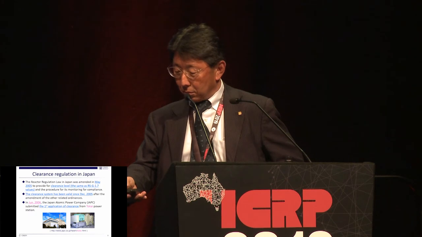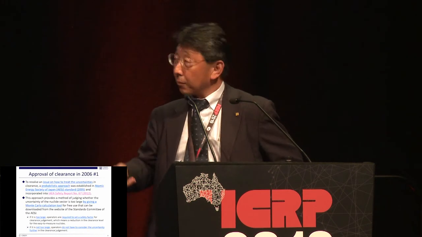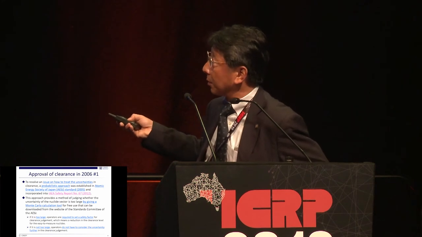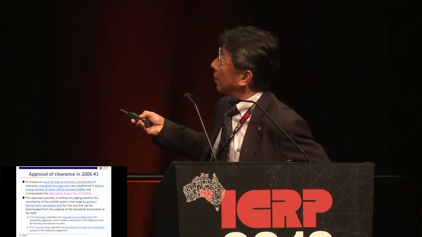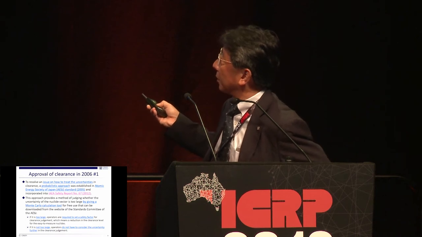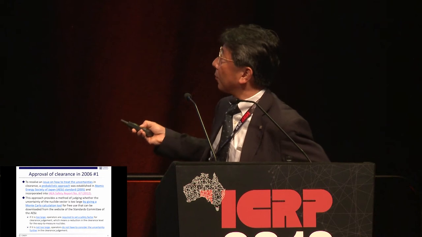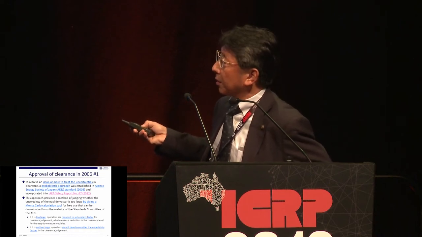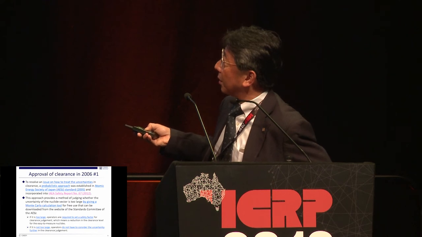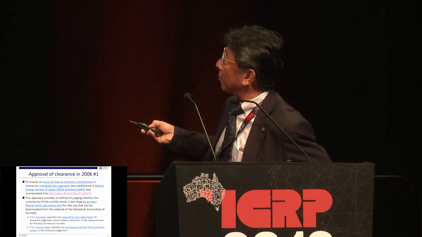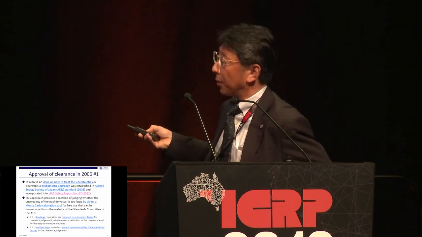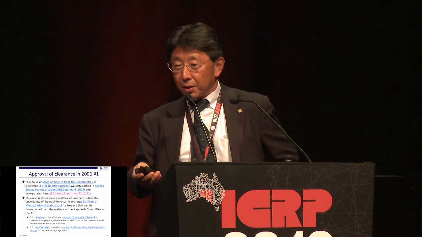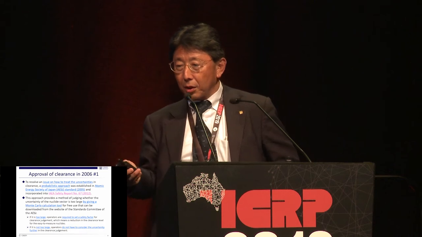And this is the judgment. If uncertainty is too large, operators are required to set a safety factor. This means a reduction in the clearance level for the easy-to-measure nuclides. But in the other case, if the uncertainty is not too large, the operators do not have to consider the uncertainty further. Due to the time limitation, I will omit this explanation today, but this is the idea in the IAEA safety report number 67.